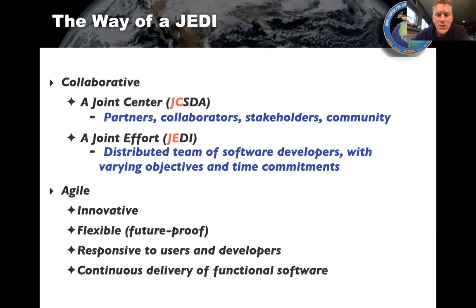We want to be useful, responsive to users and developers. So that's another core agile principle that you may start out with a set of requirements, but those requirements may change, and we have to be able to adapt to the requirements as they change. And the bottom line in any agile process is the continuous delivery of functional software. We have to deliver things that work.